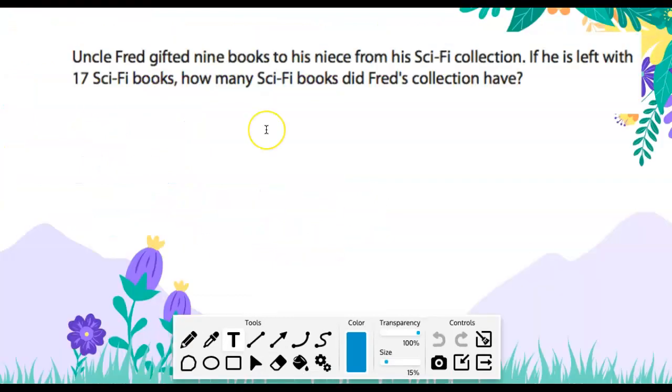Next question. Uncle Fred gifted 9 books to his niece from his science fiction collection. If he is left with 17 sci-fi books, how many sci-fi books did Fred's collection have? So of course we're going to start with the let statement. So maybe we could say let B, or I could say small b, equals the total science fiction books.